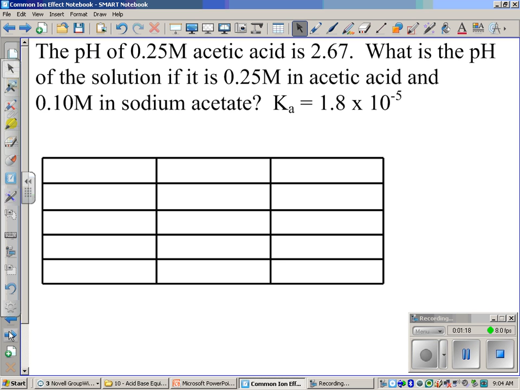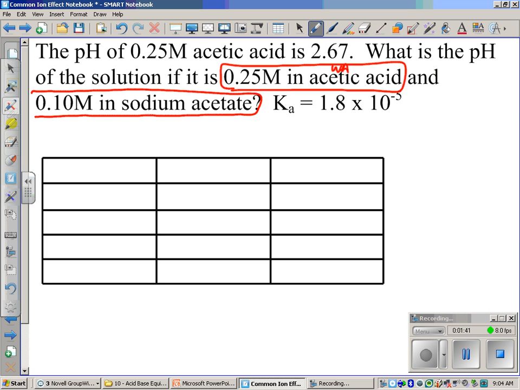It looks similar to the problems we've been doing. You notice they give you the pH of the acid solution itself. And then they want to know what the pH will be of the solution if it is 0.25 molar acetic acid. So that's your concentration of your acetic acid, and obviously that is a weak acid. And then they tell you you're adding 0.1 molar sodium acetate.